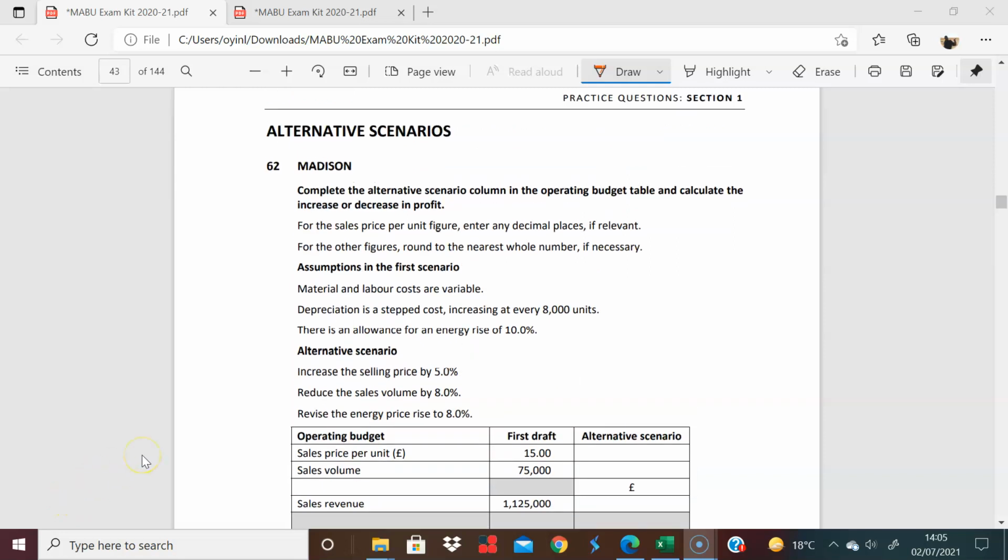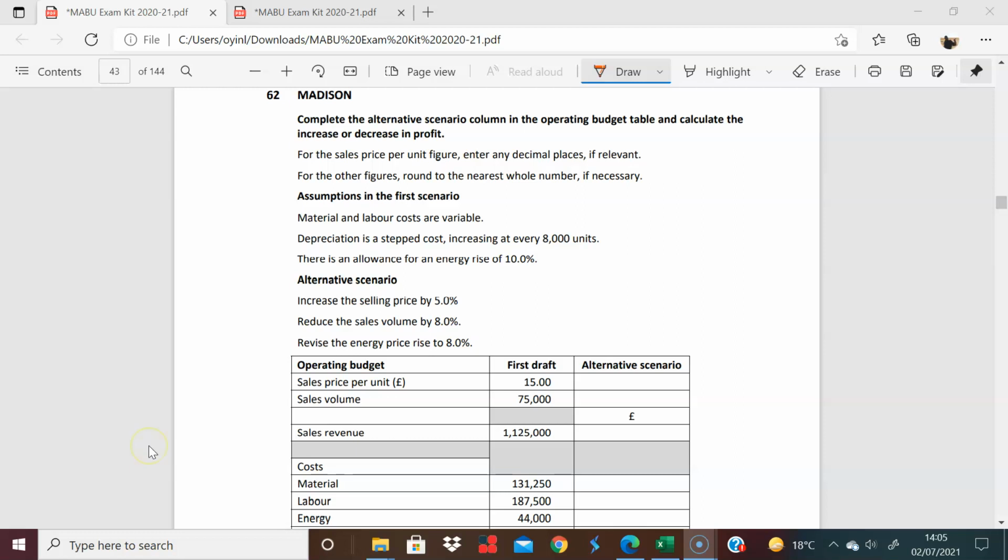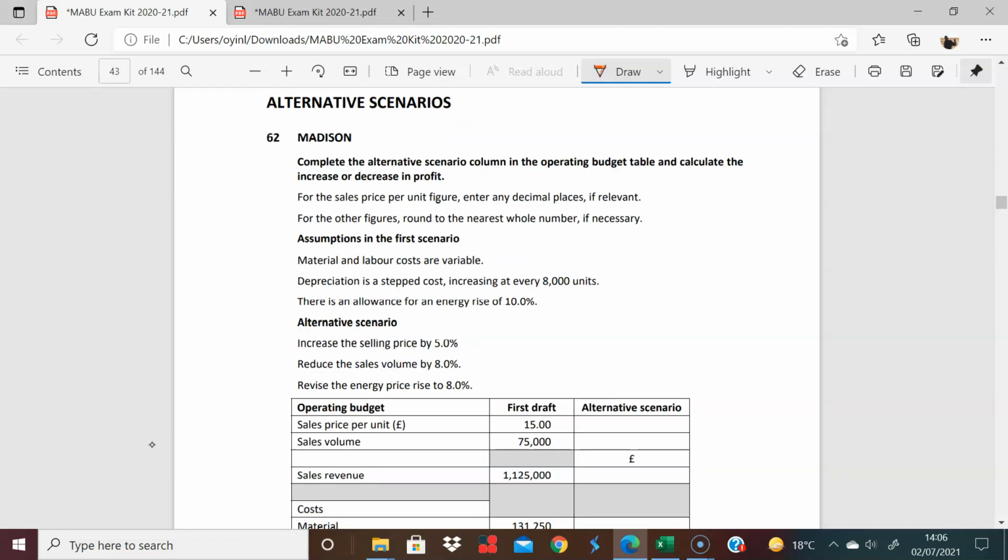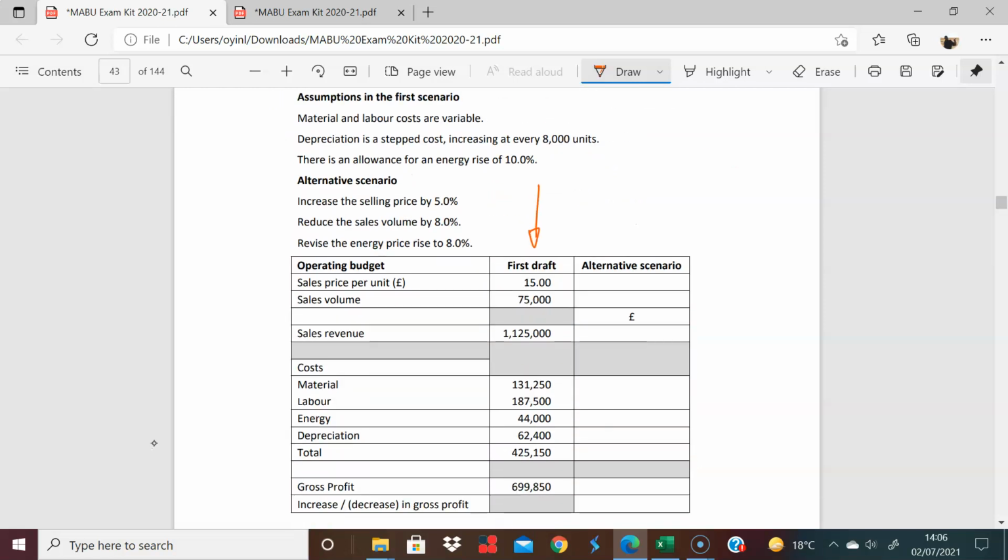Okay, let's jump in and deal with 62. So it says here that we have the scenario: complete the alternative scenario column and calculate the increase or decrease in profit. So we're given some current information at the time, and what we now have to do is play with some alternatives. This is the assumptions in the first scenario, and let's look at what's going on in the alternative scenario.